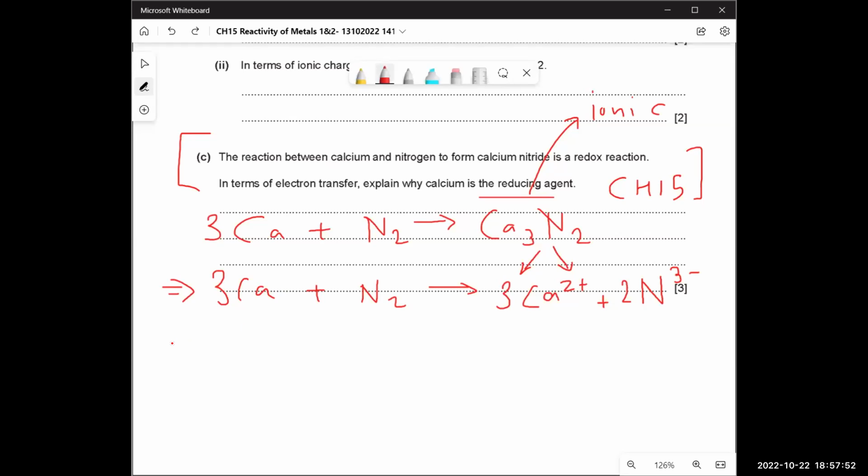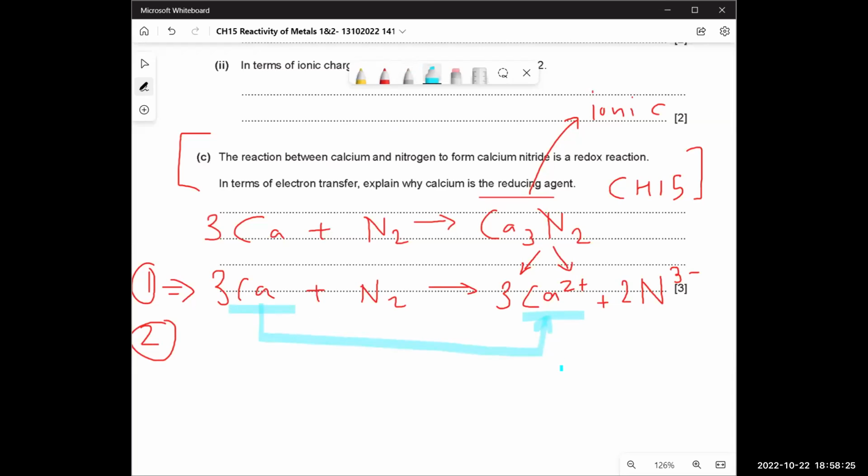Now, let's compare. The next thing is remove any spectator ions. Javan, any spectator ions over here in step 1? No, because all of them are different. Second step is to compare each of these. So we'll compare calcium and calcium 2 plus from here to here.